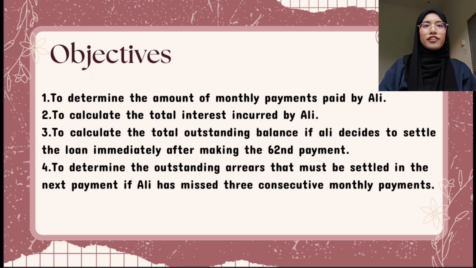The first objective is to determine the amount of monthly payment paid by Ali. The second objective is to calculate the total interest incurred by Ali. The third objective is to calculate the total outstanding balance if Ali decides to settle the loan immediately after making the 60th payment. The fourth objective is to determine the outstanding arrears that must be settled in the next payment if Ali has missed 3 consecutive monthly payments.